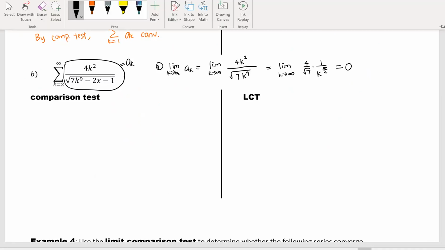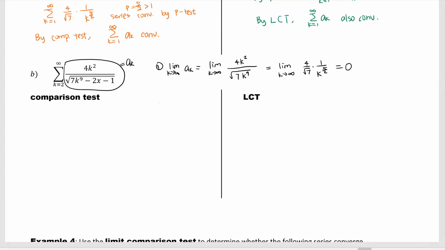Okay, so now let's use the comparison test. We have 4k squared over 7k to the 9 minus 2k minus 1. We want to compare with 4 over square root of 7, 1 over k to the 5/2. Okay, so which one is bigger? Well, we know this is the same as 4k squared over square root of 7k to the 9. So the only difference is the denominators. Let's look at the denominator.